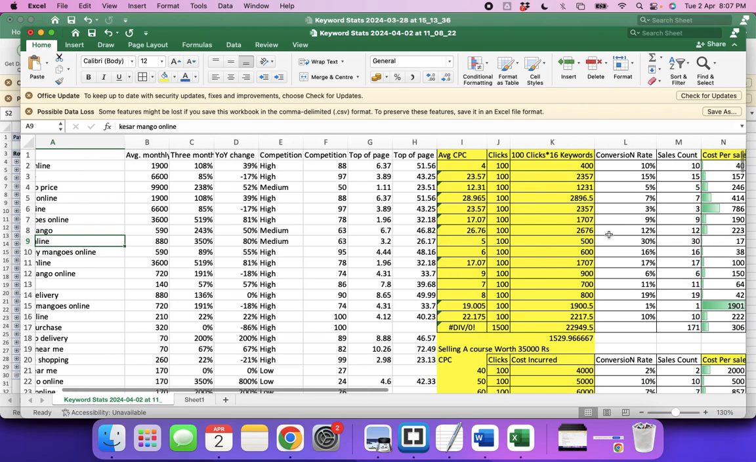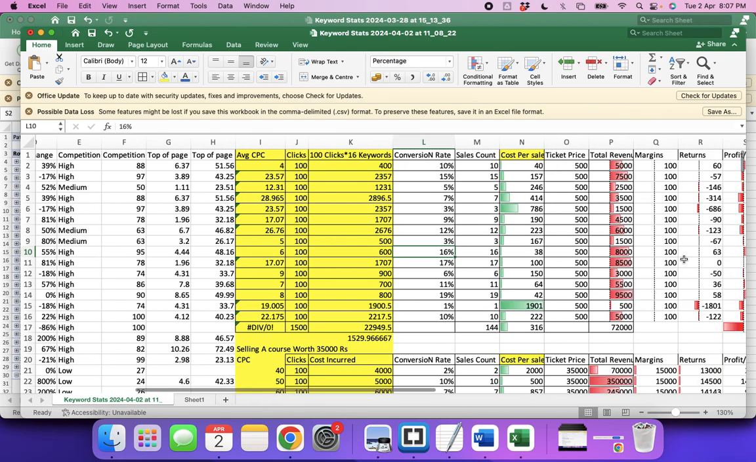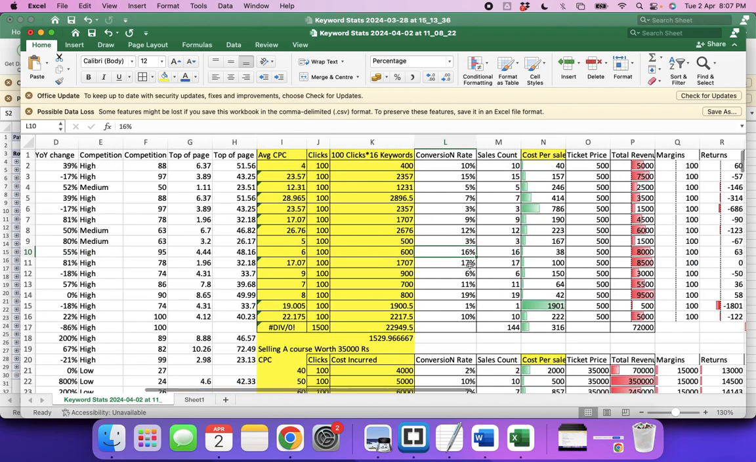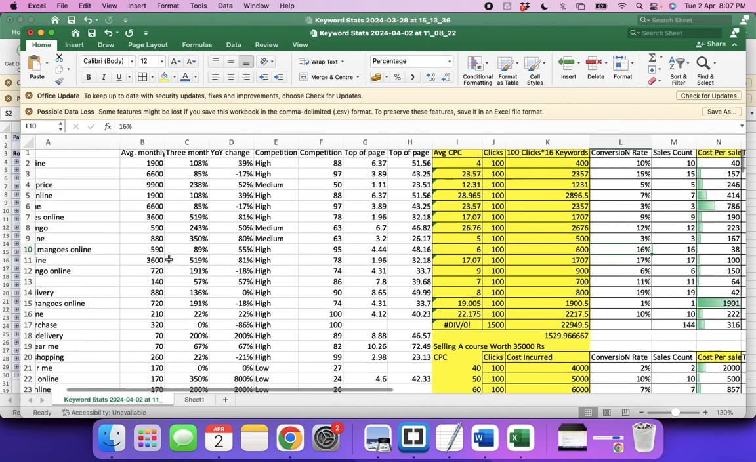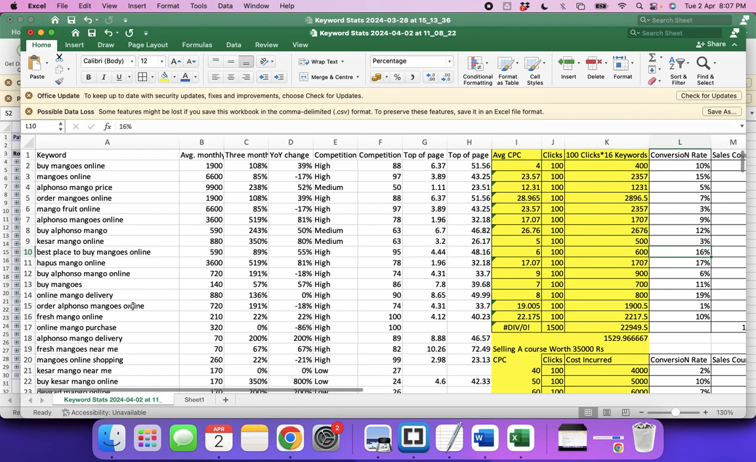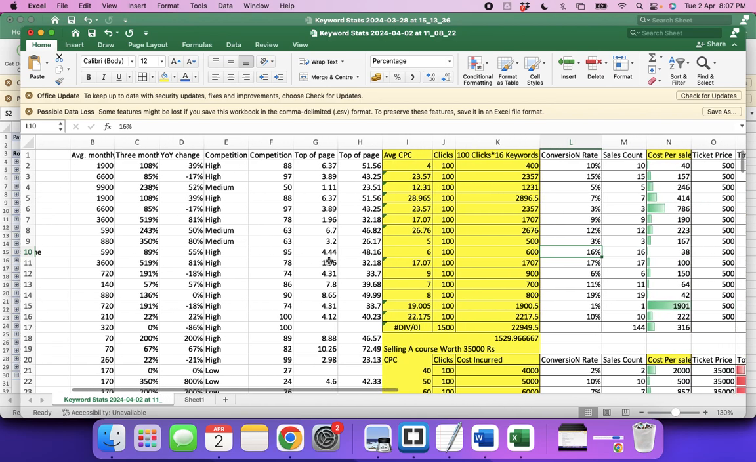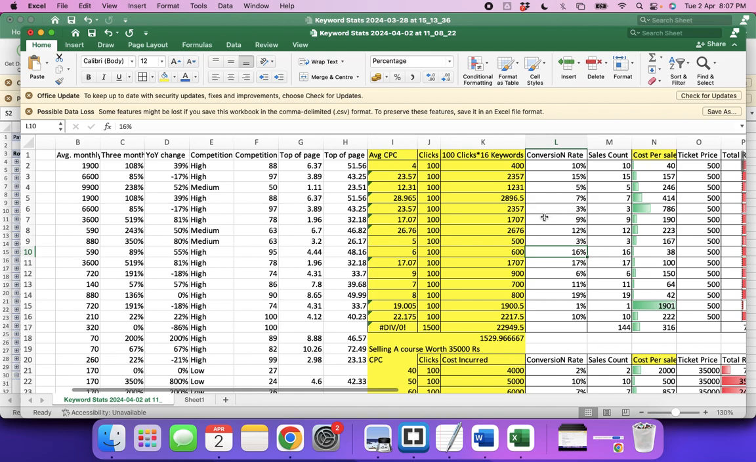But why are the conversion rates poor for this? Let's say the conversion rate is just 3%. What happens now? Why is this conversion rate dropping here? Anybody has any idea why this conversion rate varies though everybody is willing to buy mangoes? Everybody is willing to buy mangoes, correct? Why is this conversion varying?